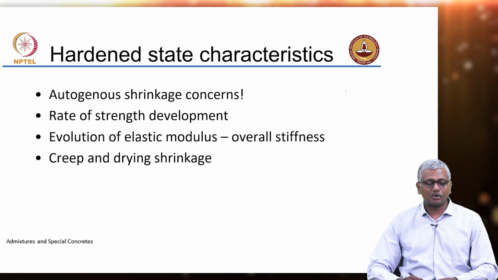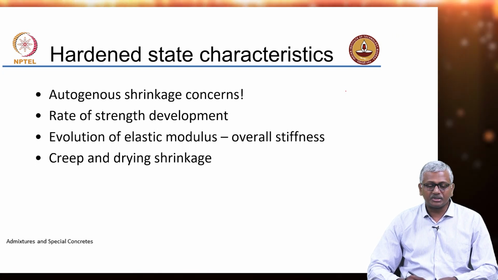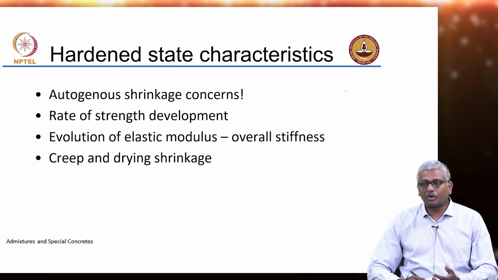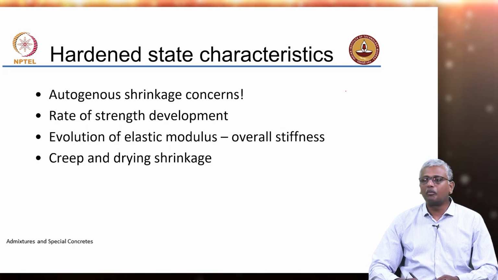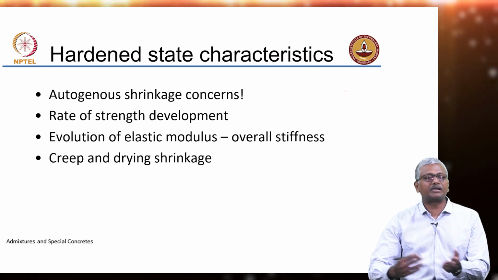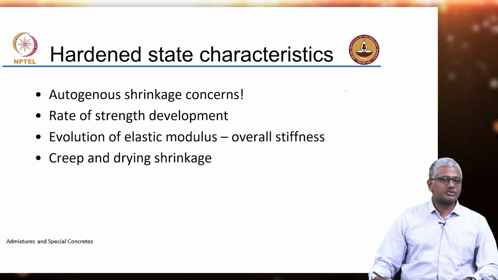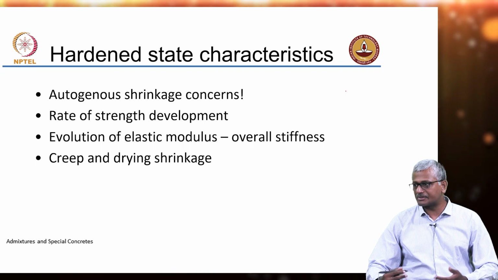The other problem is autogenous shrinkage. Now, autogenous shrinkage is a major problem with high strength concrete. And what is autogenous shrinkage? We know about drying shrinkage. Concrete has water. This water dries out when the conditions outside have a low relative humidity, right. That is an obvious thing that is going to happen.